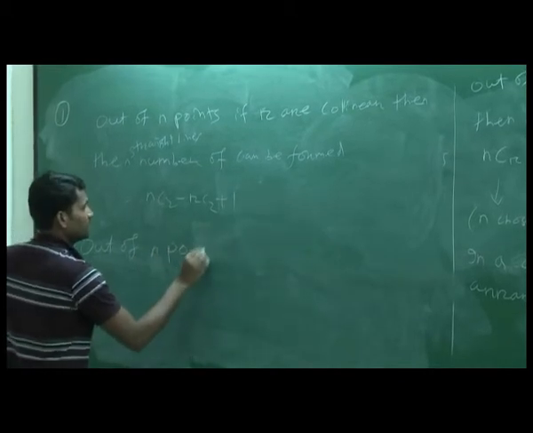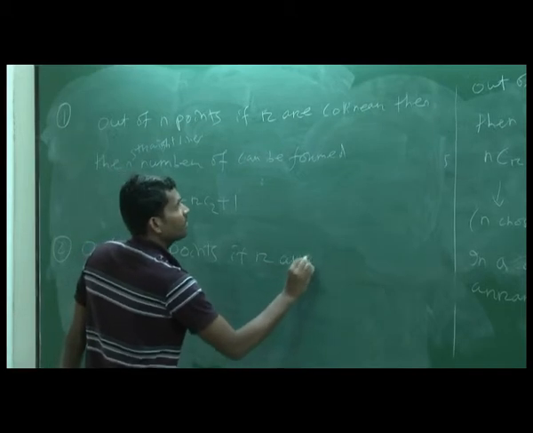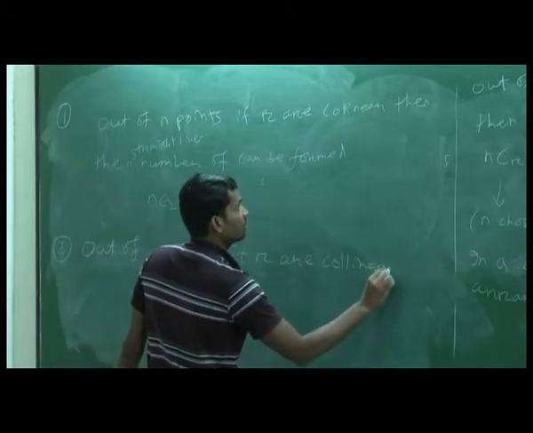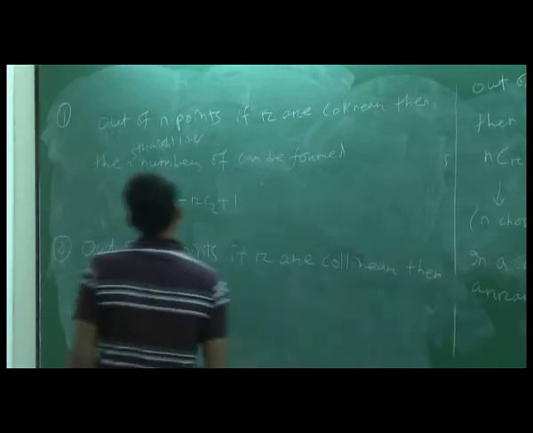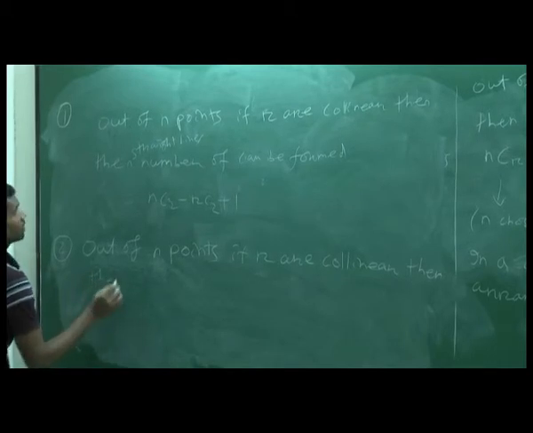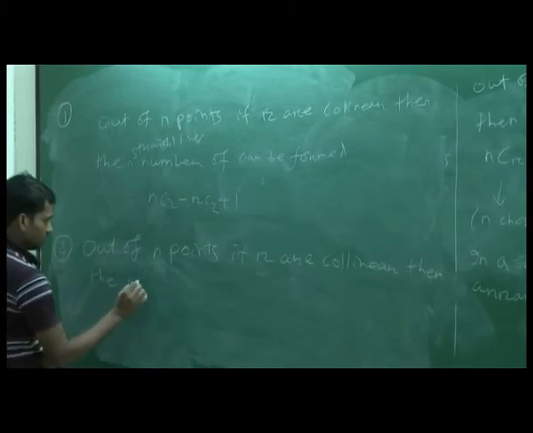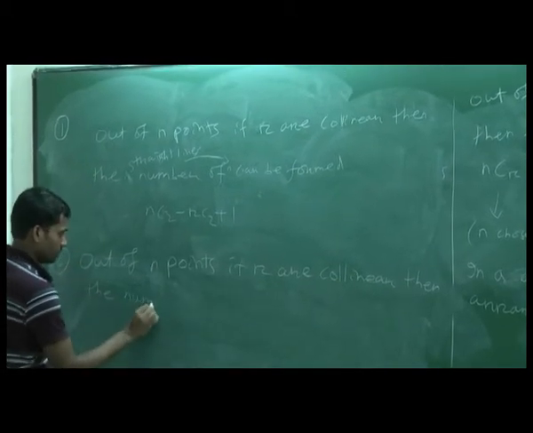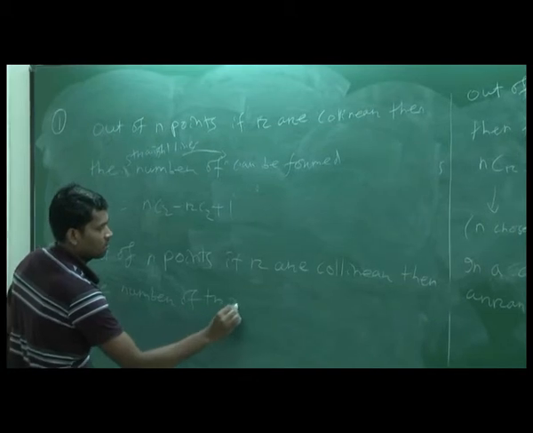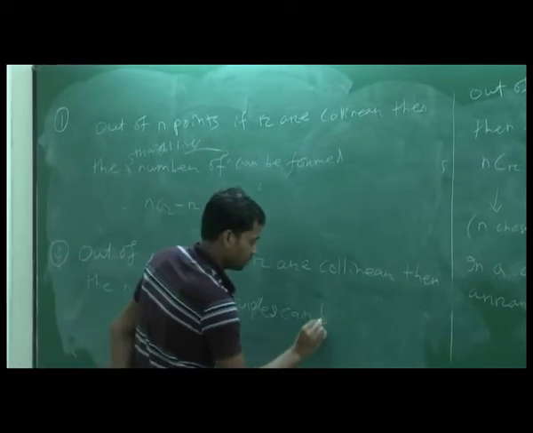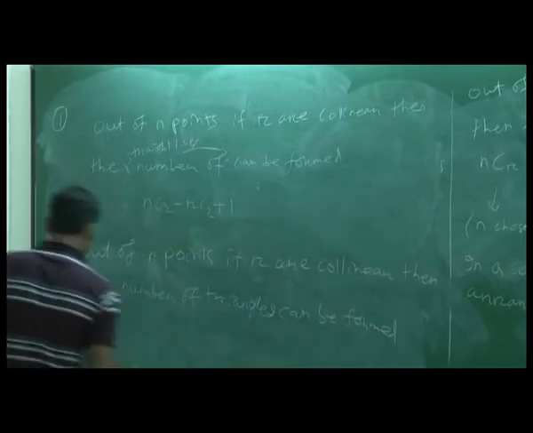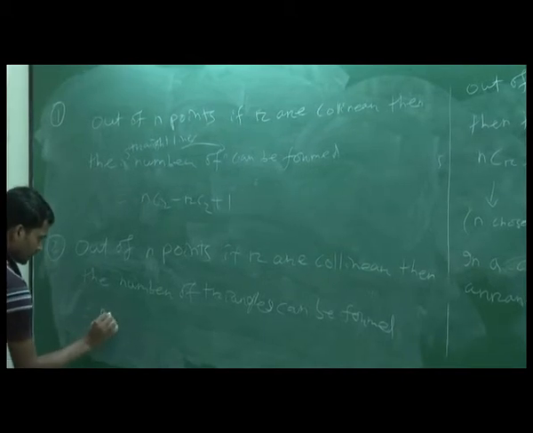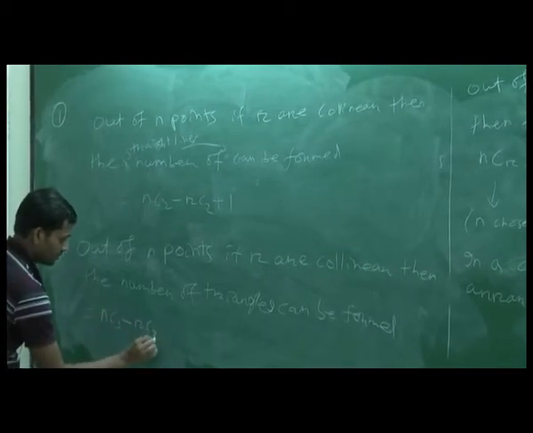So out of n points, if R are collinear, then the number of triangles that can be formed is equal to nC3 minus RC3. Okay. I can erase this one.